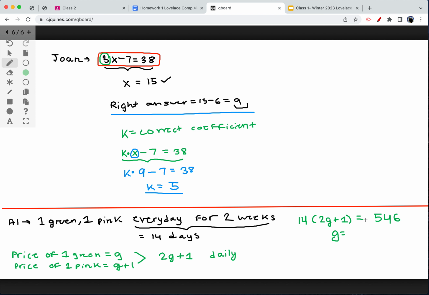Okay, for the sake of time, I'll just give you guys the answer. But all you'd have to do here is divide both sides by 14, subtract 1, and then divide by 2. And that would give us our value for G. So does anyone have any questions on this problem?